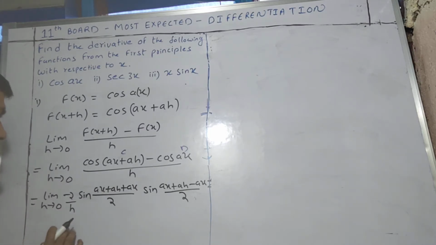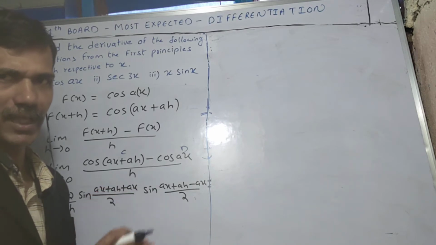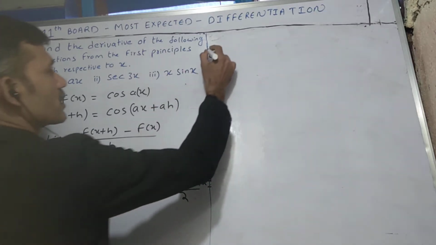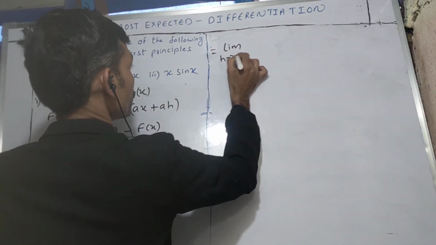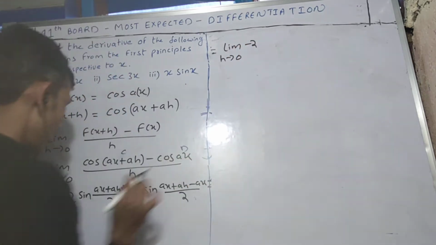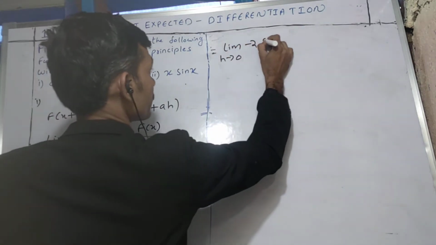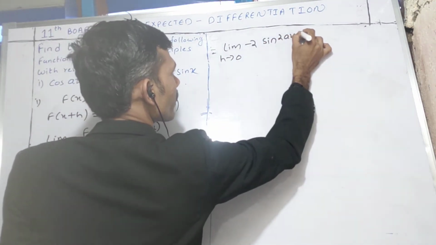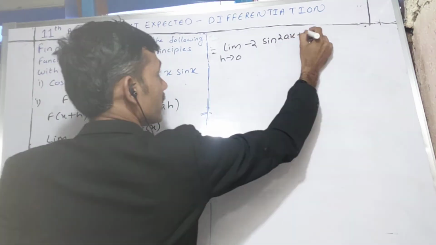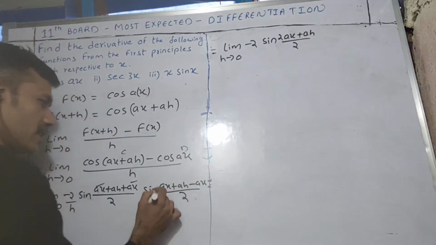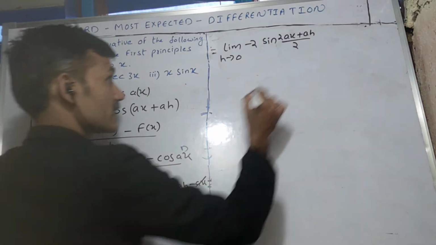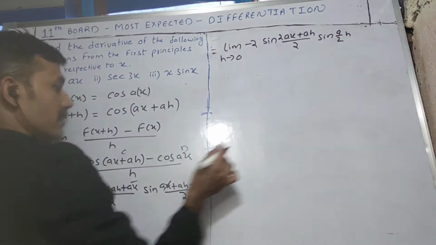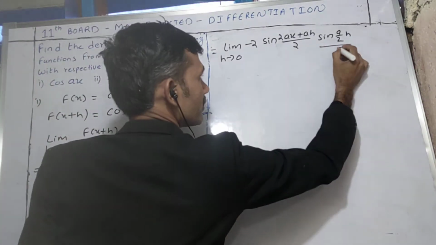Now what we have to do? We have to do some manipulation so that we can apply the limit formulas. So one more step we'll write, and there we'll come to know what we have to do. Minus 2 is there. This one, what is it? Sin of (ax plus ax plus ah) by 2, that is 2ax plus ah upon 2. Here plus ax minus ax will get cancelled. Sin of (a by 2 times h) is there. And now this denominator h is there.